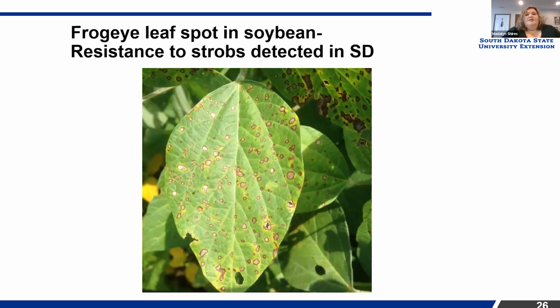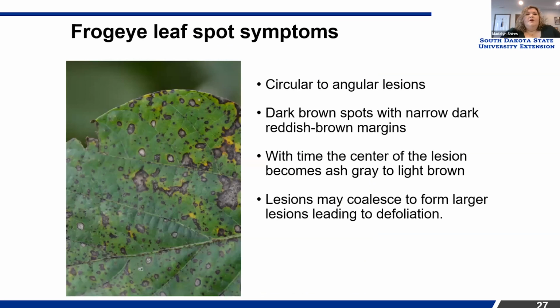Frogeye leaf spot is another disease that we do see here in South Dakota, and the added challenge is that it is resistant to some of the different fungicide classes that we have available. If you have not seen it before, it starts as circular to angular lesions on the leaf. They are dark brown spots with a reddish margin. As the fungus gets more developed on the plant, the lesions become an ashy gray color, and they may eventually merge to form much bigger lesions on the leaves. That can lead to defoliation if the lesions get big enough.